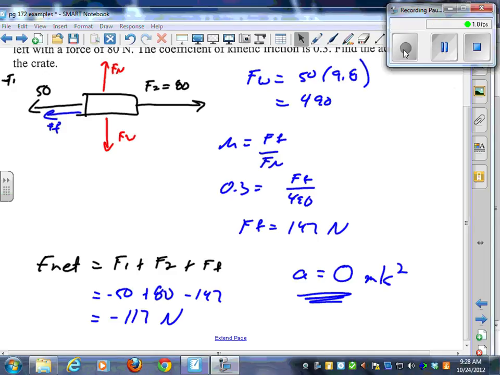Before I go on, does this make sense? Why it's not moving? Yeah. Because there's more friction than there is force, right? It's like me going like this with one finger. It's not moving, right? There's friction there. But it's not going backwards, right?